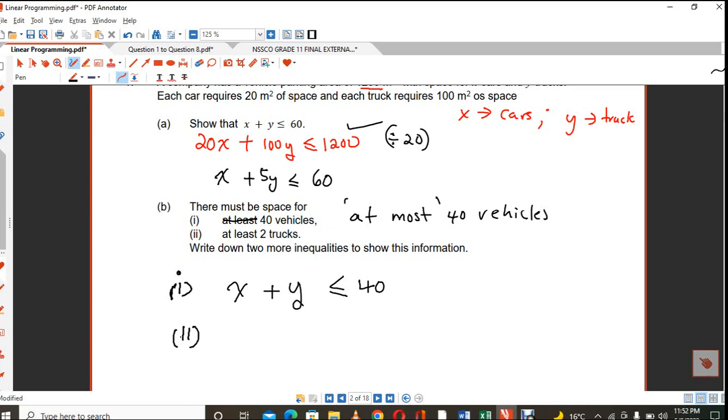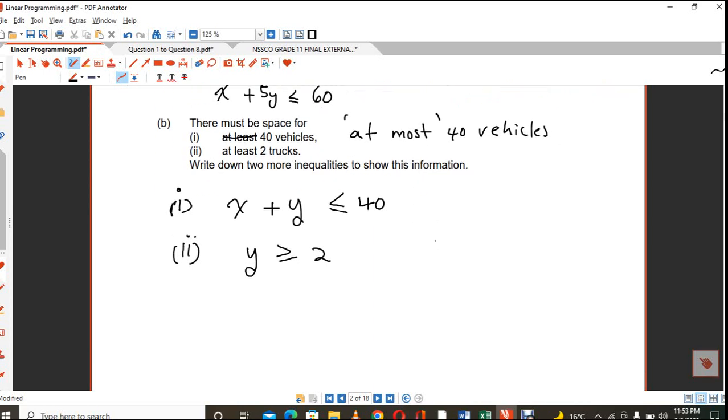The second one says at least 2 trucks. Again, the truck is represented by y, and it says at least, so it can be more than, so y is greater than or equal to 2. So these are my 2 inequalities that I'm supposed to write down.